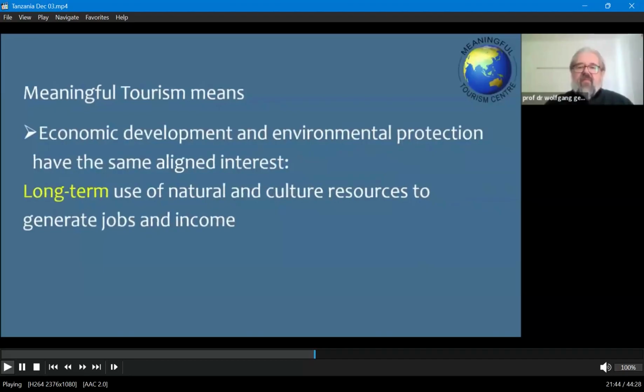So we can align the interests of economic development and environmental protection, and they are actually not opposites, because in the long term, we are using natural and cultural resources to generate jobs and income, and so to keep them alive, not killing what we are selling, is in the interest of both economic development and profit and environmental protection.